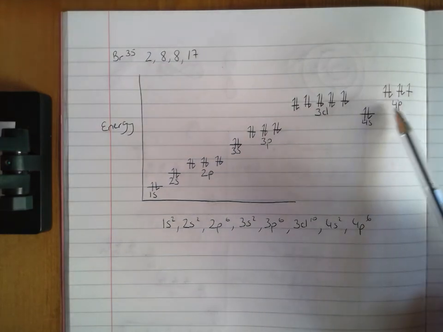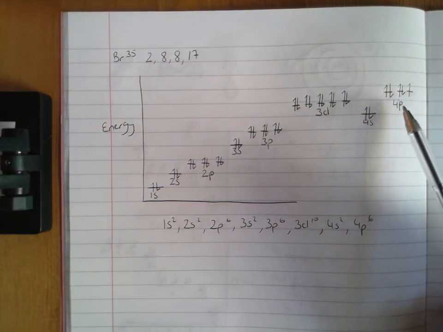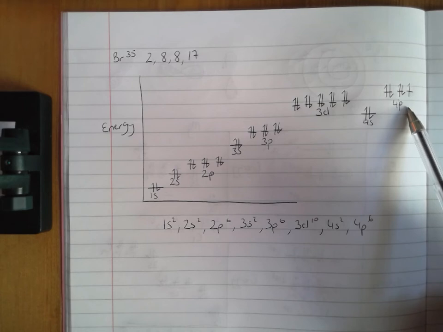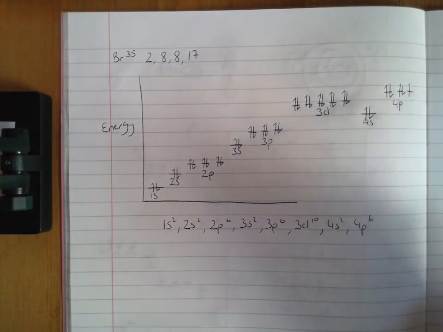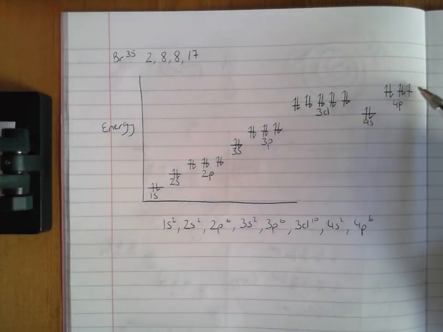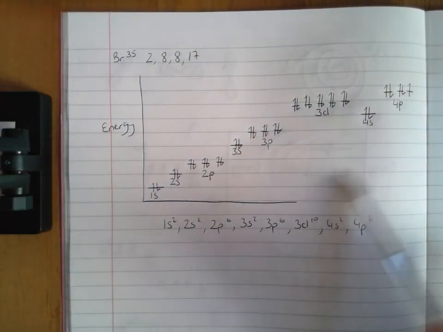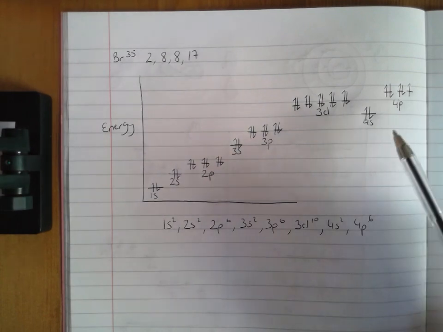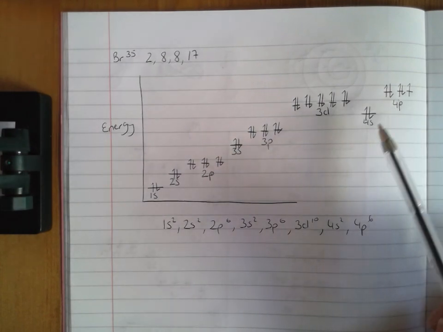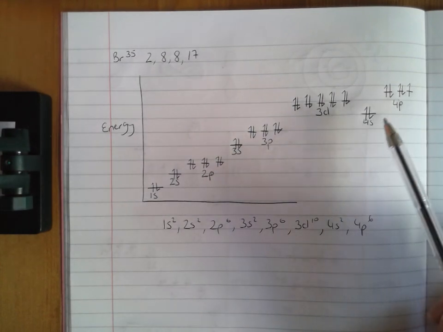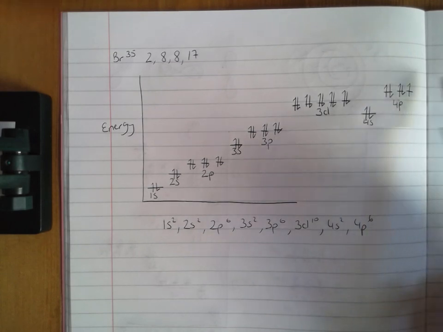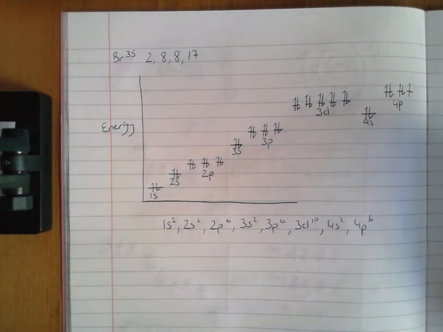Okay, you never have to go beyond 4p, because the biggest atom you are asked to draw is krypton, which has just 1 more electron than bromine, and that electron would fit in right here. So you never have to go to a diagram that will be bigger than this. But just know, because it's the 4th energy level, you would have 4 different types of orbital: S, P, D, and then F.